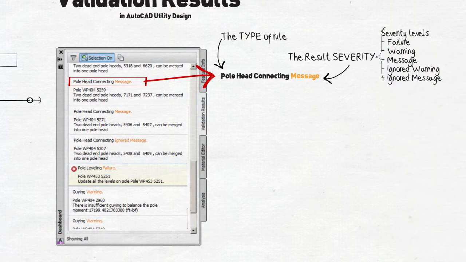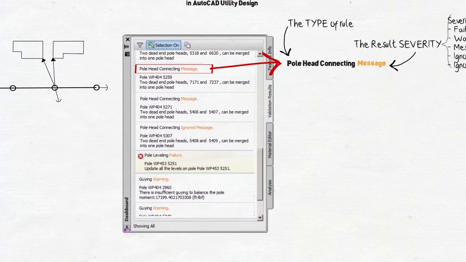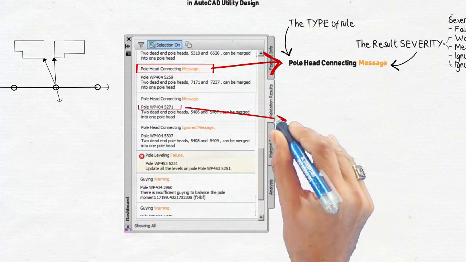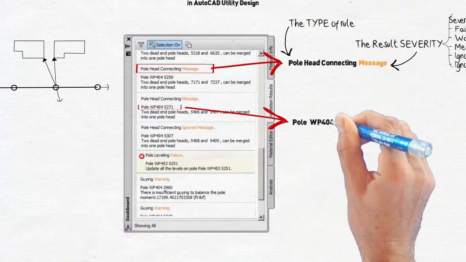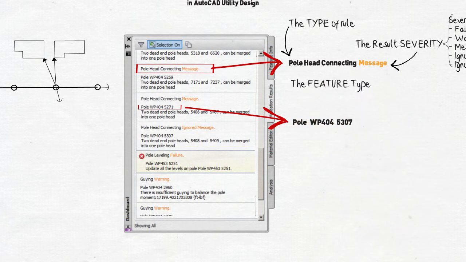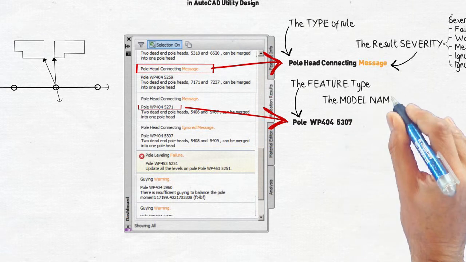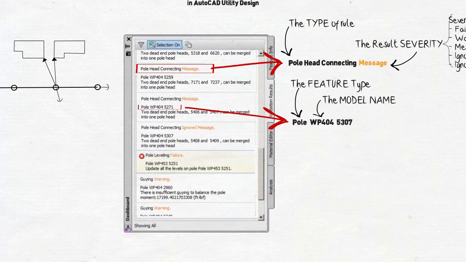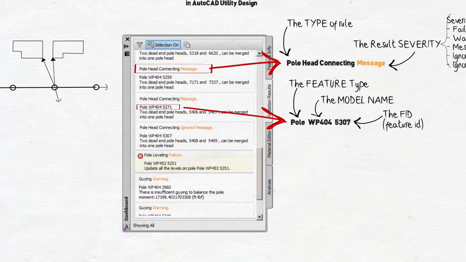Great. Now let's look at the second line that appears on each message. Let's analyze this line shown here. The first thing listed is the feature type. Every object in AUD has a specific type with specific behaviors. And in this case, we're looking at a pole. The second field lists the model name for, in this case, the pole. The model name determines all of the specific attributes for the object. In this case, it turns out it's a 40-foot wooden Class 4 pole. The third field is the specific FID, or feature identifier, for this object.